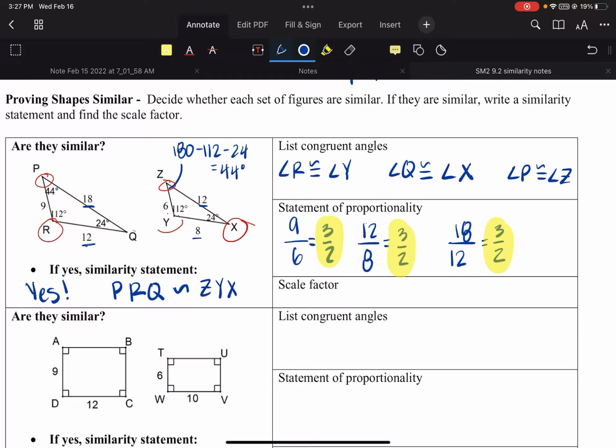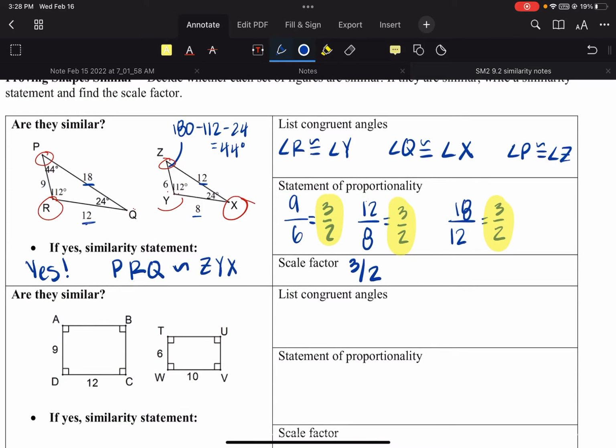Sorry about that. They just made an announcement over the speakers. Okay, so we've written our similarity statement. Now we just need to fill in what the scale factor is. The scale factor, we've actually already done all the work for it. It's this 3/2 that we found in the statement of proportionality. The scale factor tells us how much bigger or smaller one shape is than the other. So 3/2 is the same as 1.5. So we would say that the triangle PRQ is 1.5 times as big as the triangle ZYX.